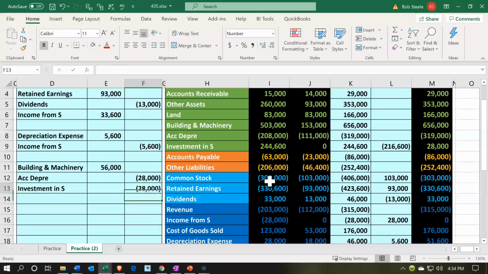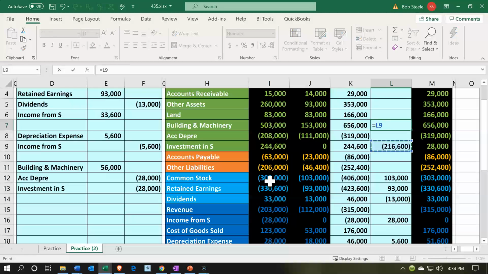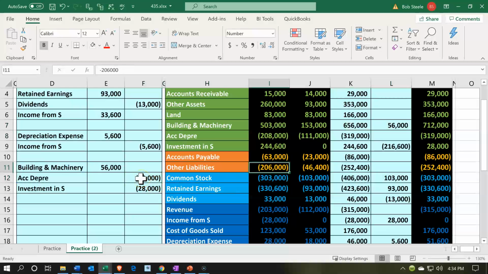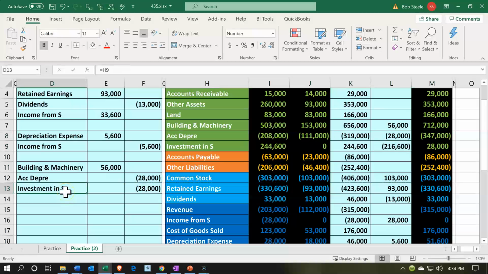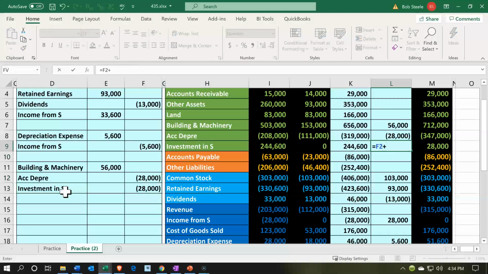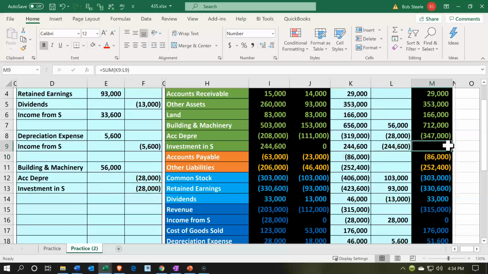All right, let's record this one. So we're going to say now the building and the machinery is going to be increased by the 56,000 fair value at the point in time over the book value at the point in time of purchase. The accumulated depreciation then being here in L8 equals, and that's going to be the 28,000. And then we have the investment in S. Investment in S. That's going to be here. I'm going to say F2 plus F2, and then scroll down to the 28. And that should take this down to 0. So this makes sense now. So that goes down to 0.